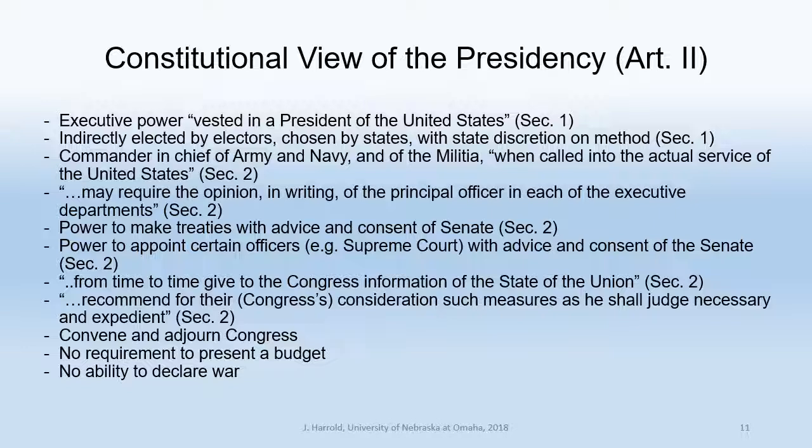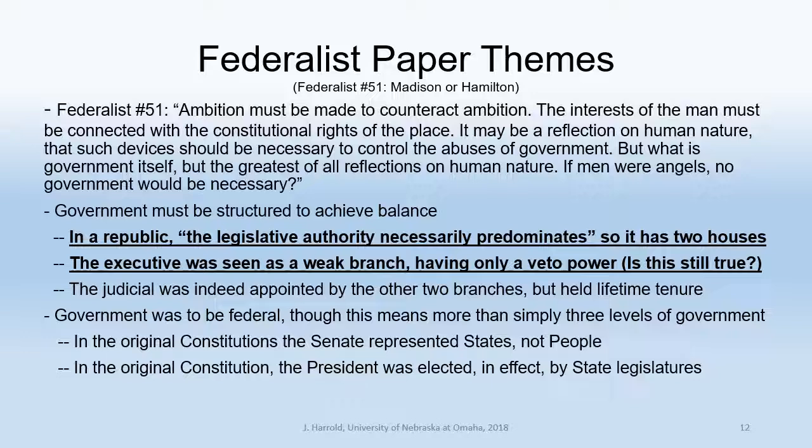There is no ability of the president to declare war unilaterally without the Congress. And this is the constitutional view of the presidency. And so we've read this, and this is just a review, but Federalist 51 said that ambition must be made to counteract ambition. What were Hamilton and Madison talking about there? Well, they were talking about the relationship between the executive and the legislative, and between the central government and the states. So in a republic, the legislative authority necessarily predominates. This is what was said in the Federalist Papers. That is, the executive was seen as a weak branch, having only a veto power. The question is, is that still true?